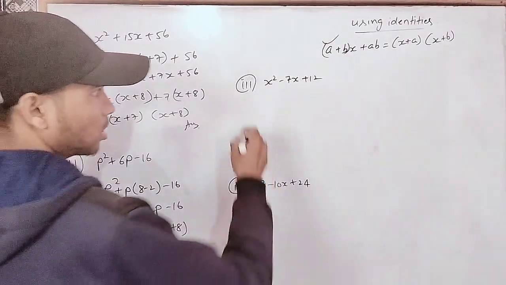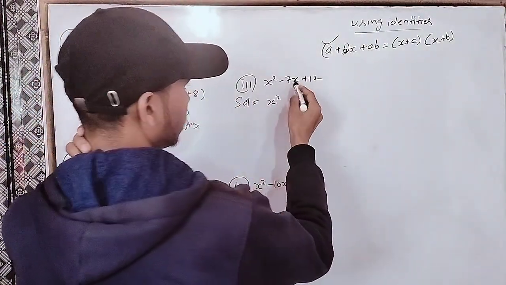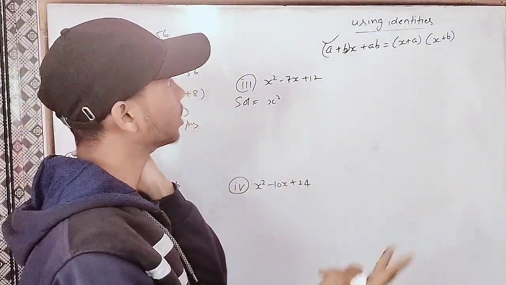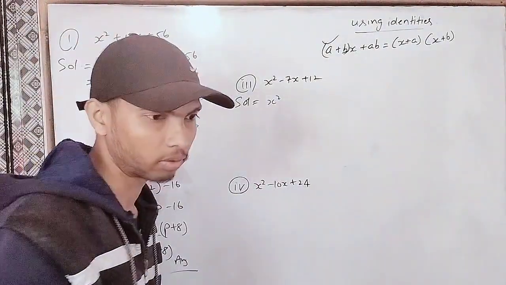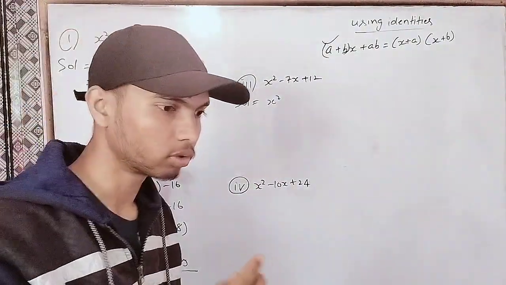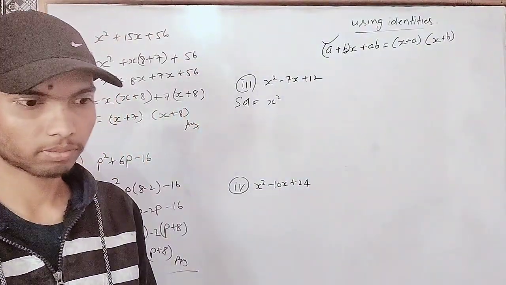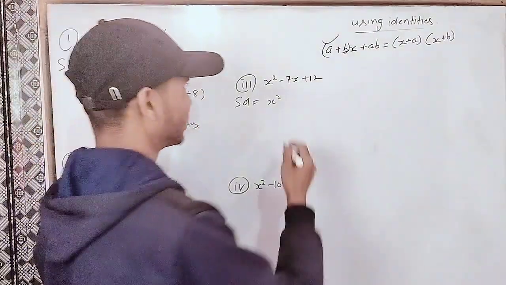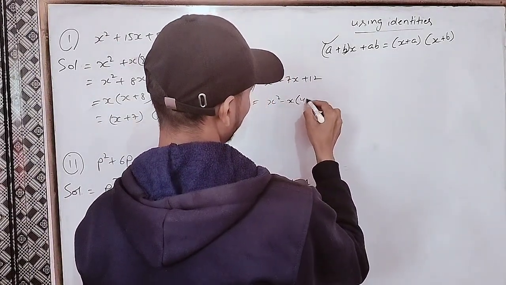So here we have x square. Here we have x, but we should have a plus b. So here we have 12. 4 times 3 is 12. So 4 plus 3, we would get 7. So x square, then we have 4 plus 3.